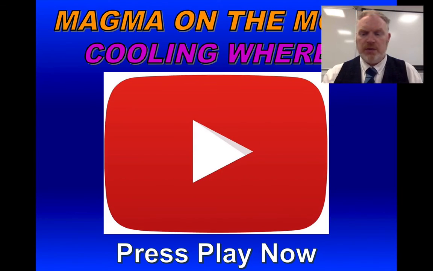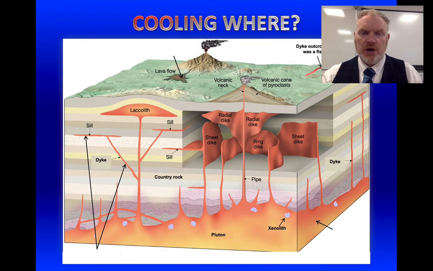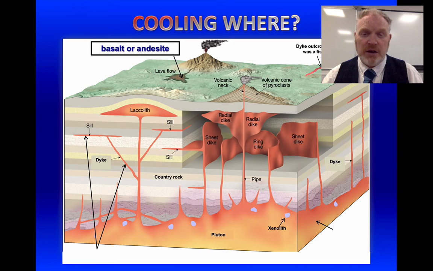Okay then, let's see what you've come up with. So on our diagram, on the lava flow, we're going to find the finer grained rocks, either basalt or andesite, depending on the composition of the magma that's coming out of the volcano. You know, how much silica there is in it.